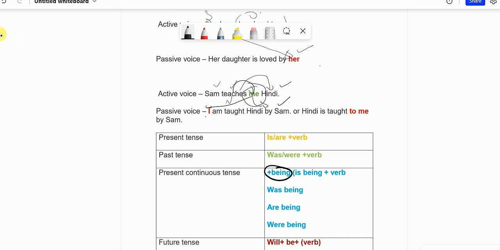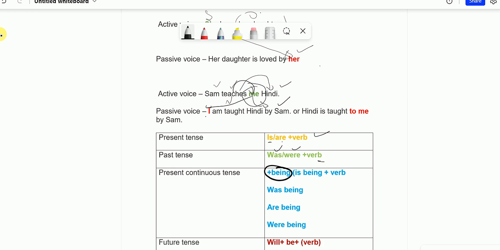All right. Now, in essence, if you are changing a present tense from active to passive voice, you are going to use the auxiliary verbs is or are plus the verb. If you are changing past tense, you are going to use was or were plus the verb. That will always go into a past tense, remember that.